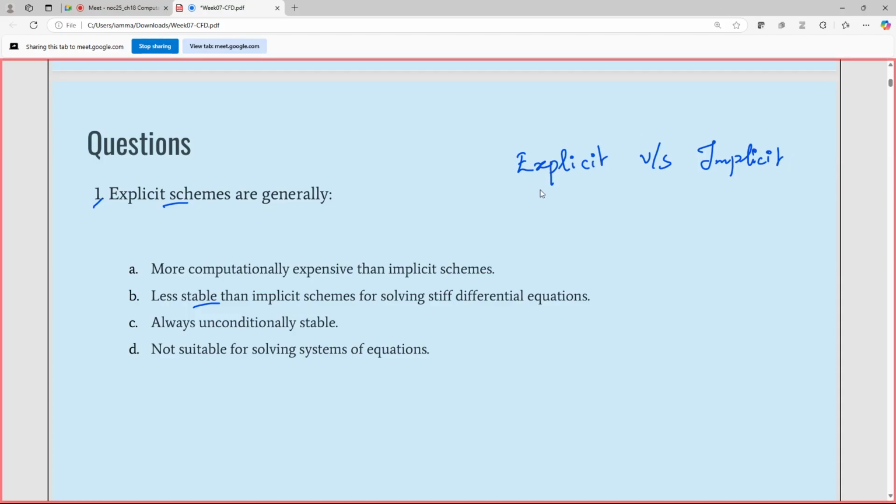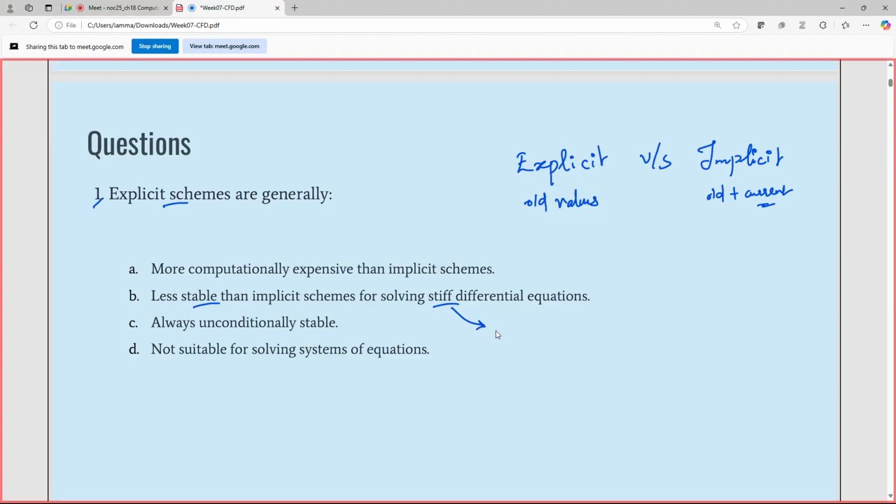In explicit schemes, all the variables are explicitly known, or we take the values of the variables from a previous iteration. But implicit schemes take a lot of values from the current iteration step. So implicit schemes are mostly dominated by current values. And what is a stiff differential equation?